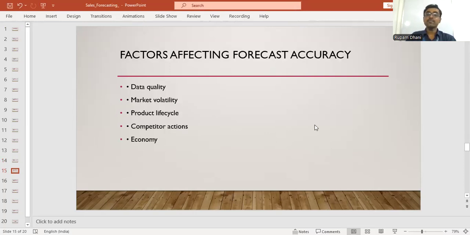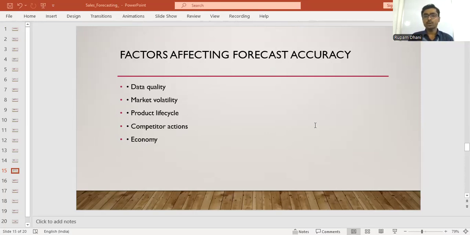Now, next are the different factors affecting forecast accuracy. Already we have discussed a lot of methods of sales forecasting. Now we will discuss the different factors. The first factor is data quality. If the data is inaccurate or incomplete, then definitely the forecasting will be inaccurate. Next is market volatility, which can make forecasting challenging. As I already told earlier, the market is constantly changing, volatile and uncertain, so definitely it creates a big challenge for forecasting methods.